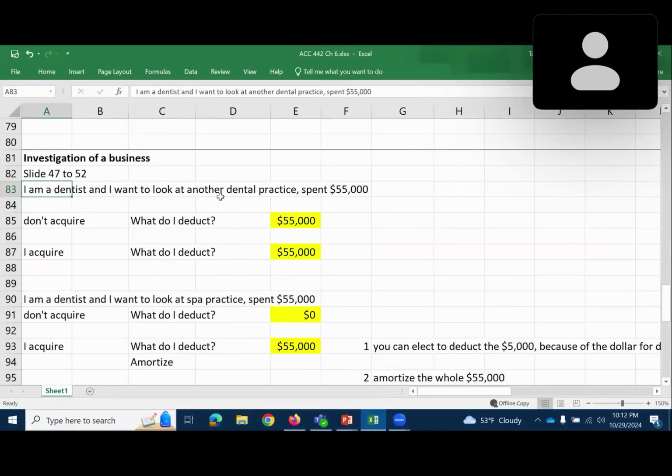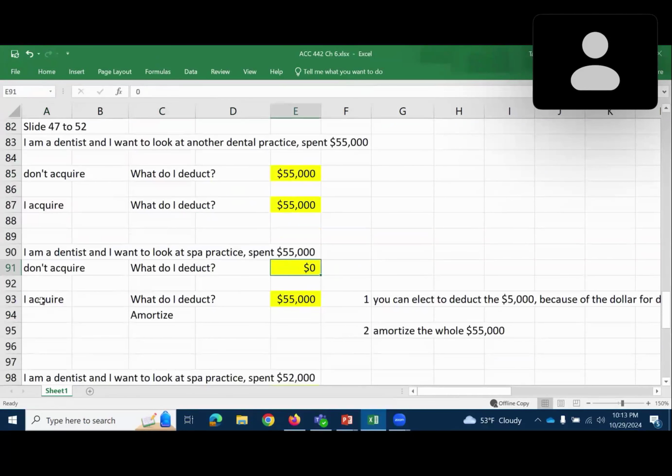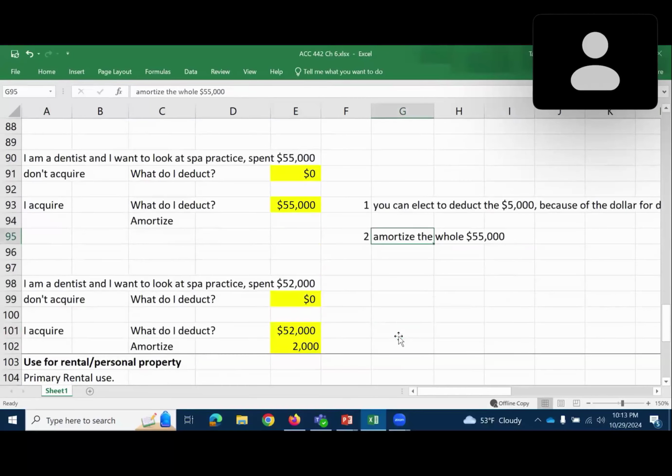I'm a dentist. I wanted to look at another dental practice. I spent $55,000. I don't acquire it. I can deduct the $55,000. I do acquire it. I can deduct the $55,000. I'm a dentist and I want to look at a spa practice. I spend $55,000. I don't acquire it. I don't deduct it. I do acquire it. I have $55,000 and I elect to deduct up to $5,000, and I amortize up to the $55,000.